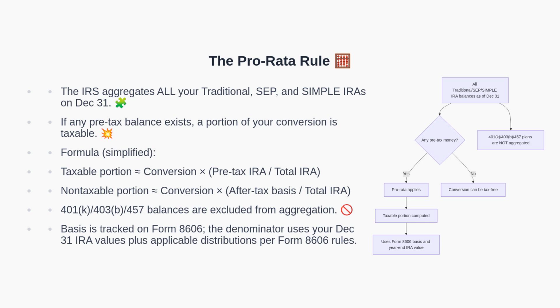Employer plans like 401k, 403b, and governmental 457 are not aggregated with IRAs, which is why rolling pre-tax IRA funds into a current employer plan can remove them from this calculation. Form 8606 tracks your after-tax basis, and the official denominator components are taken from year-end IRA values and distributions as specified in Form 8606 instructions.